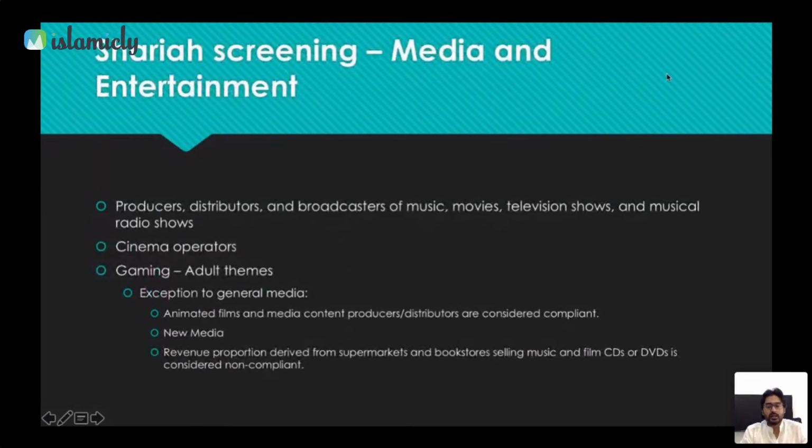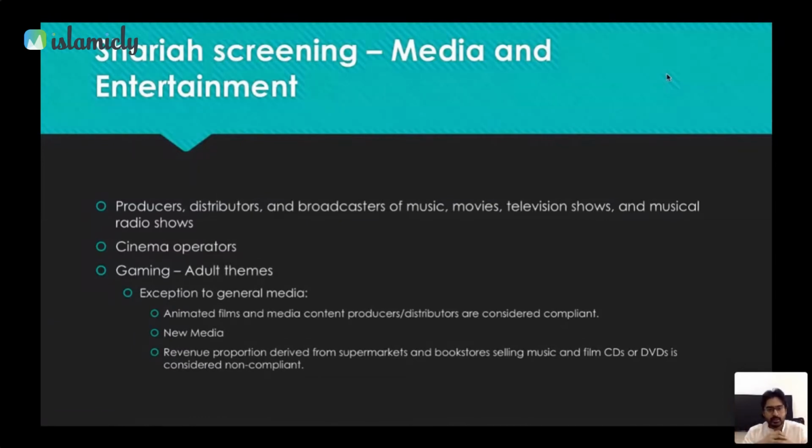All right. The other non-permissible activity in the entire Sharia equity screening scheme of things is media and entertainment. So producers, distributors, and broadcasters of music, movies, television shows, and musical radio shows, cinema operators, and gaming having adult themes are considered non-permissible. An exception to the general media rule is animated films: media content producers and distributors are considered compliant. So if you're producing an animated movie or animated content, it is considered permissible.